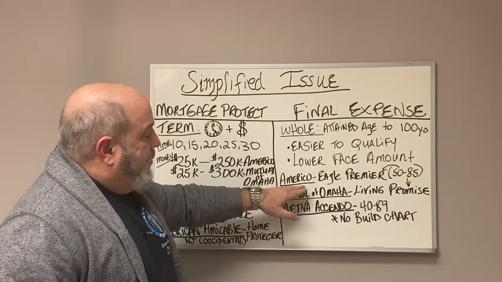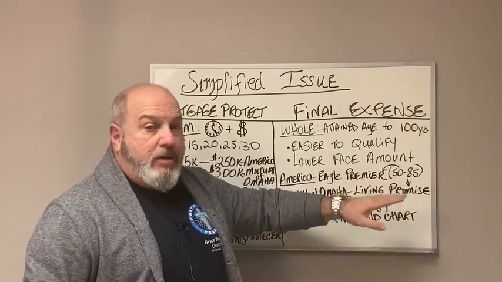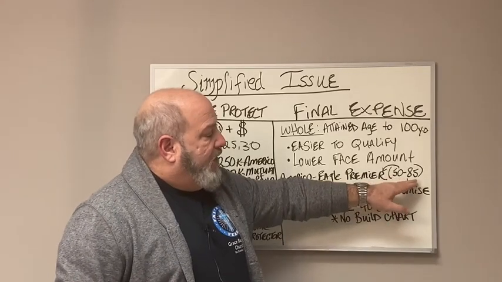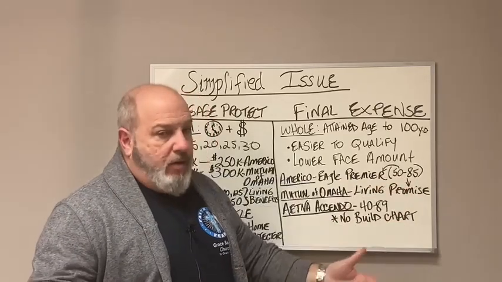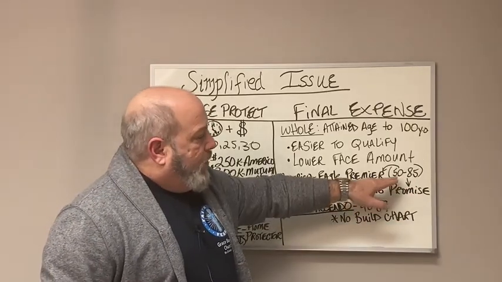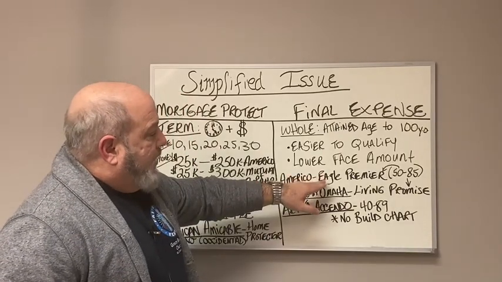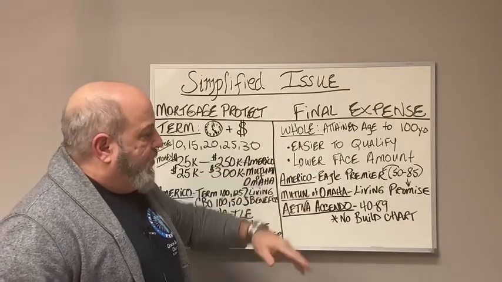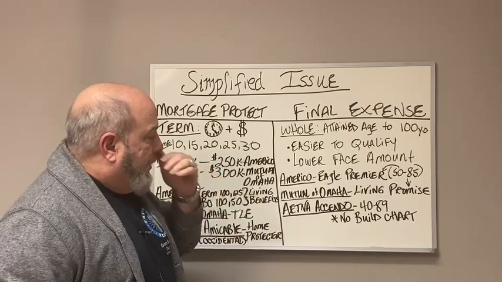The policy that Americo uses is Eagle Premier. You can write this policy with any of your clients between the ages of 50 and 85. If they're 49, they don't qualify. If they're 86, they don't qualify. They have to be between the ages of 50 and 85, and it maxes out at $30,000. Again, in another video, I will go over the riders and all that stuff, and I'll break these products down a little bit more specifically.